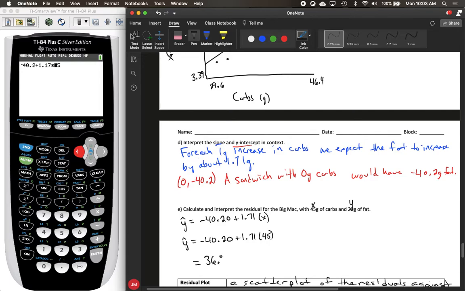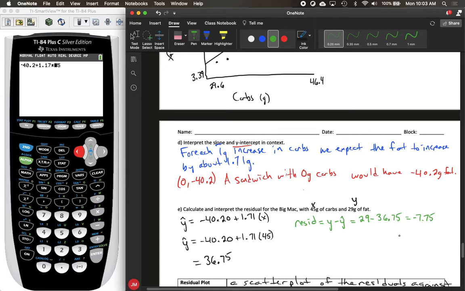So we predicted it would have quite a bit more fat than what it actually had. In this case, 36.75 is positive, and that's over the 29 grams of fat that we had. Let's find the residual so we can interpret it. Our residual is observed minus expected, or y minus y hat. Y is the 29 grams of fat that we had. Let me rewrite that a little better so that I can actually see it here. There we go. So 29 grams of fat minus our predicted 36.75.